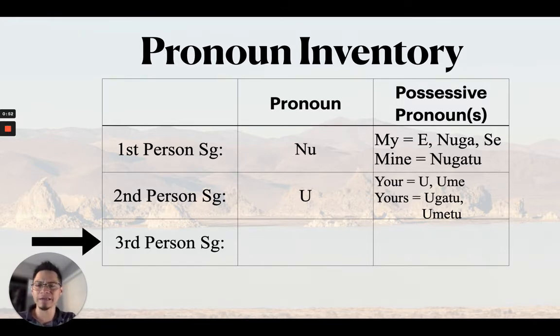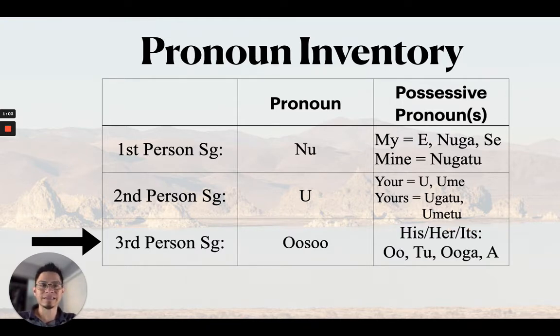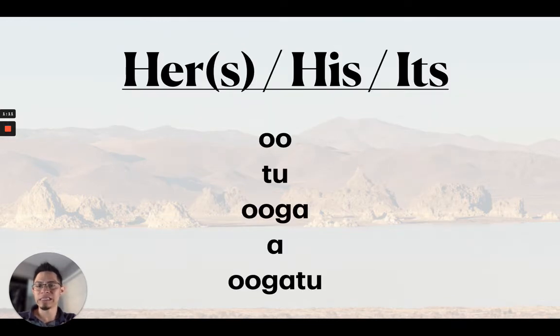And today we're looking at the third person singular, which is he or she or it, which is usu. But his, her, or its, the possessive, what we're going to be looking at today is t, uga, and a. Okay? T, uga, a. And, of course, we have ugat for the predicate pronoun.